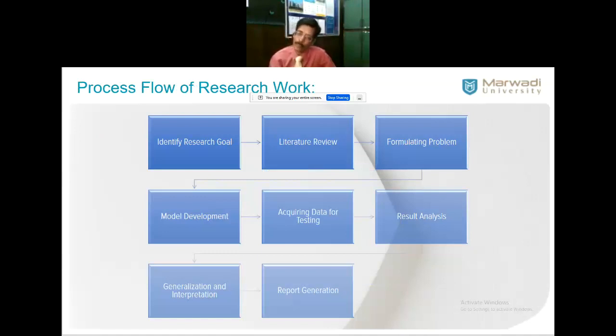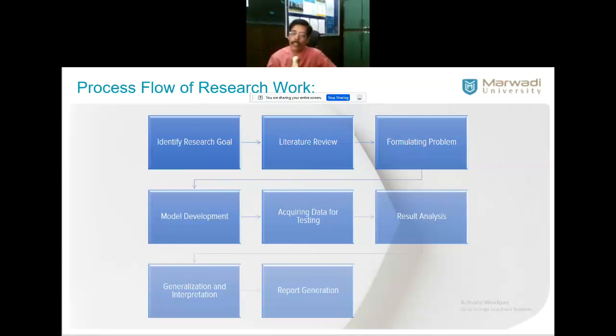This is a process flow. The majority of researchers follow that. First of all, the goal. What do you want to do? That's a goal. The first one and third one are a little confusing. First is to identify the research goal. It is a broad aspect. At that time the problem won't be visible, but you know that there is a problem, so I want to solve it. That is a goal.